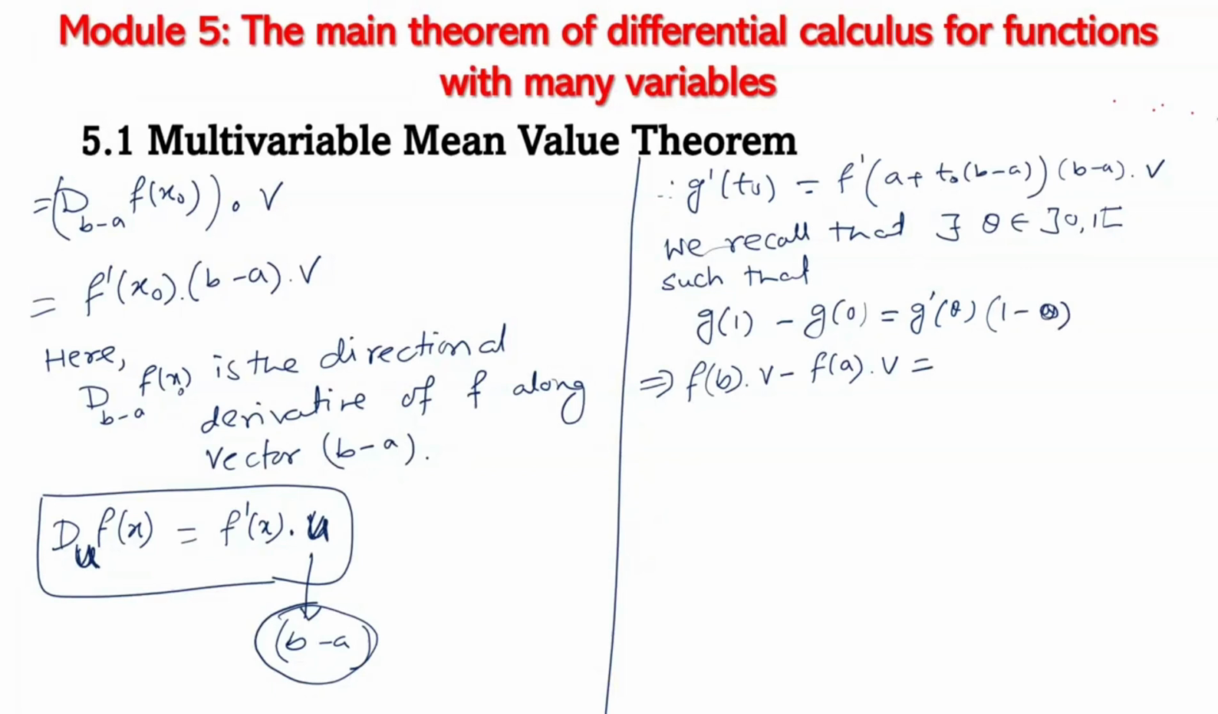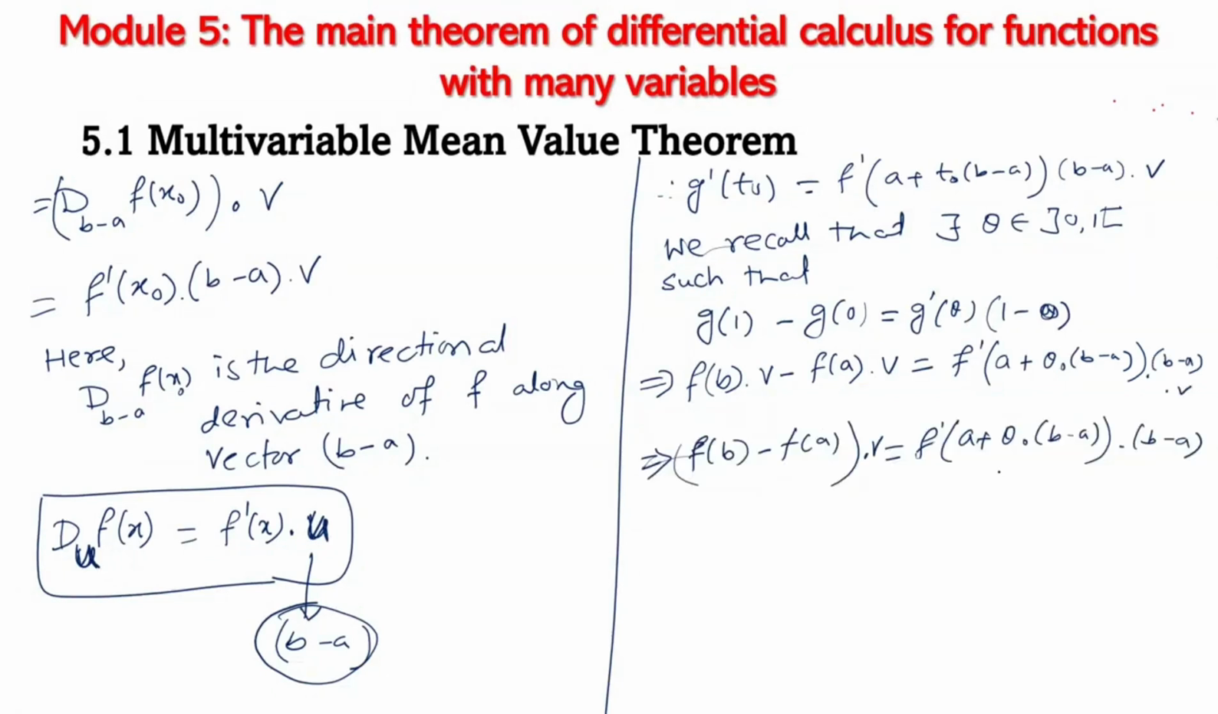So from here we write this is equal to f dash of (a plus theta naught (b minus a)) applied to (b minus a), dot v, where f of b minus f of a is taken, and this we can take as a c naught.